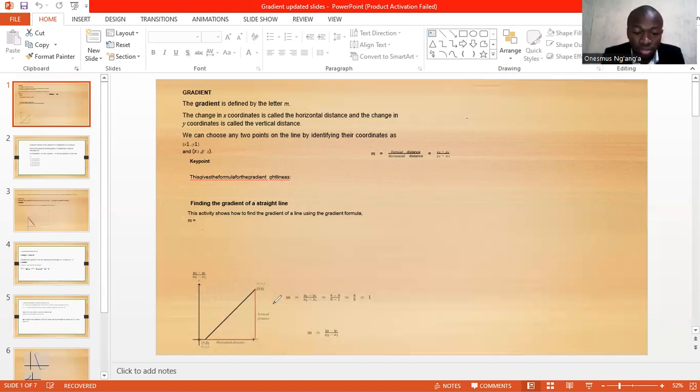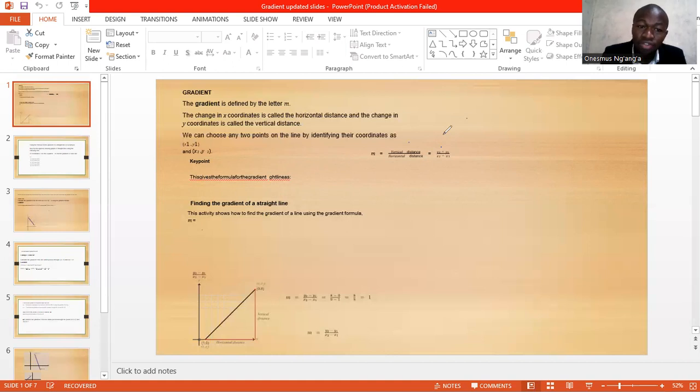Then the horizontal distance is the change in the x coordinates, that is x2 and x1. So to find the gradient, you will have change in y over change in x. That is y2 minus y1 over x2 minus x1.